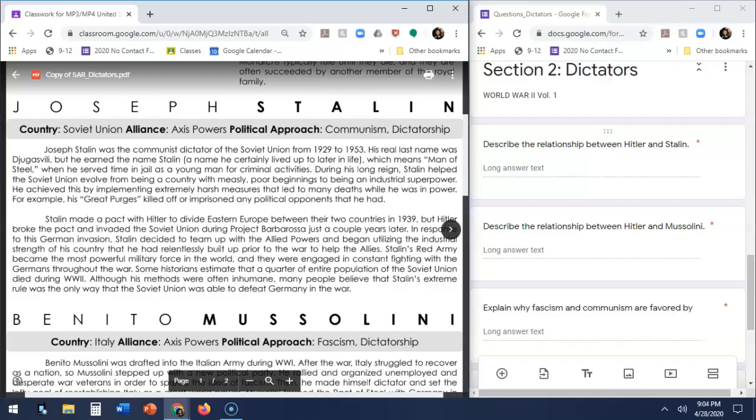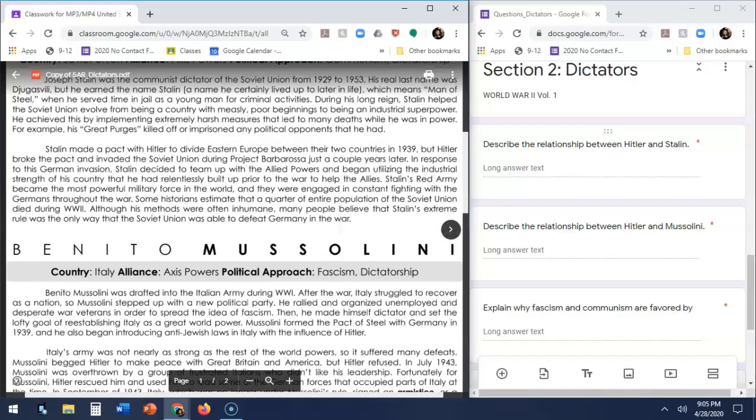Now, just a quick little explanation here. Joseph Stalin started out being an Axis power. Then when Germany backstabbed them, they switched sides and became an ally.